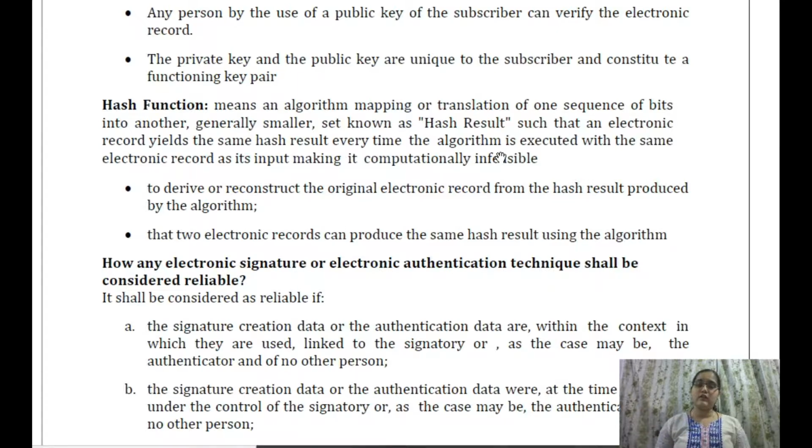Only by using the algorithm on the hash result will you get the original data. And if these two records produce the same hash result using the algorithm, that is what is meant by a hash function.